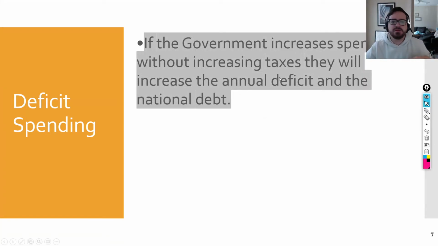All right. So if the government increases spending without increasing taxes, they will increase the deficit. Again, if the government's increasing spending without increasing taxes, basically they're spending more money, but they don't have that money to spend, they're going to rack up some debt.